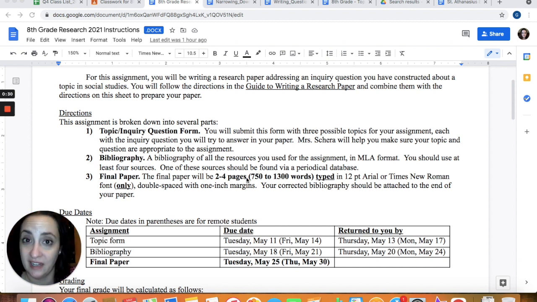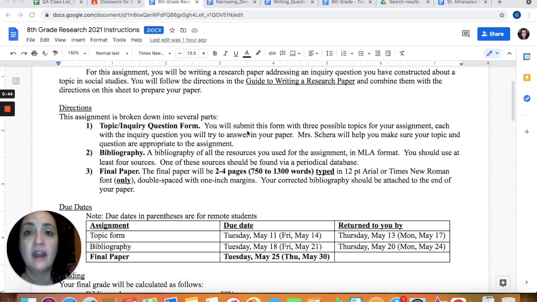Usually there are 6. So the first thing you have to give me is your topic form, which I have attached to this assignment, with 3 possible topics and the inquiry question you're going to try to answer in your paper. And then I'll get back to you, let you know, yes, the topic is good, or no, you need to change it. And then you're good to go to start the rest of the assignment.